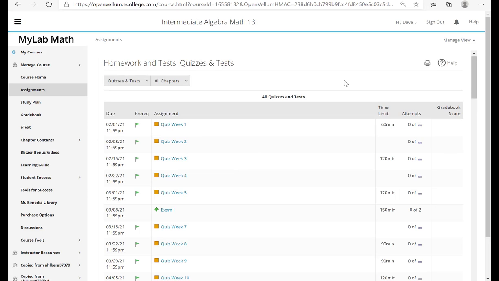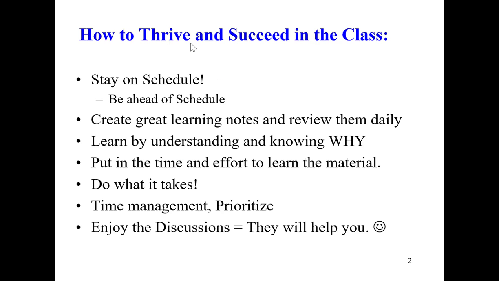So that's basically my math lab. How to thrive and succeed in the class. Most important, stay on schedule. Each week, do your work. To stay on schedule, be ahead of schedule. Create great learning notes and review them often. As you're learning, learn by understanding and know why it works, why you do it. Put in the time and effort to learn the material, do what it takes, time management.